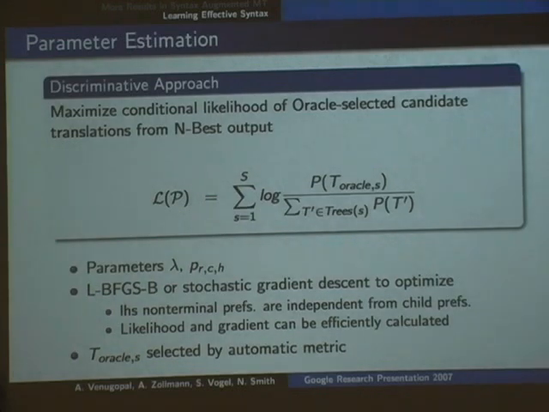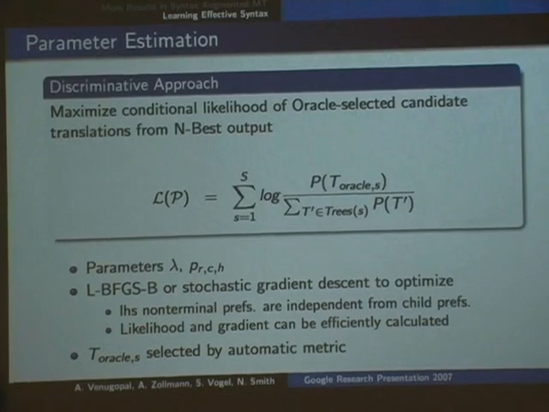Once we have this, we can take a discriminative approach to maximize the probability of oracle-selected trees, selected based on some automatic evaluation metric. We can maximize this conditional probability and train the parameters of the system. We have two kinds of parameters in the system. One is our traditional model costs, and then millions of little features. These little features are, for each rule and each non-terminal, a preference for being one of a set of hidden labels. We can easily take the gradient of those features and optimize the system.